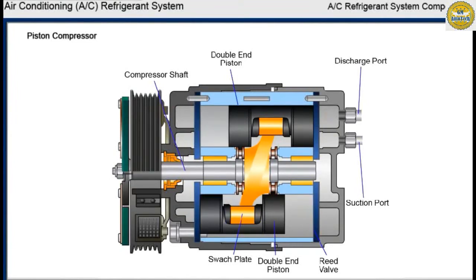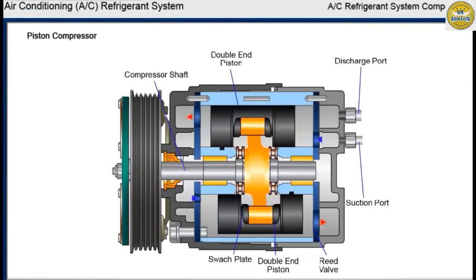Piston compressors use pistons positioned axially around the compressor shaft and operate within the cylinder assembly. The pistons are actuated by a swash plate pressed on the compressor shaft. The swash plate changes the rotating action of the shaft to provide a reciprocating driving force to each of the 5 pistons. This driving force is applied through shoes to the midpoint of each of the double-end pistons.